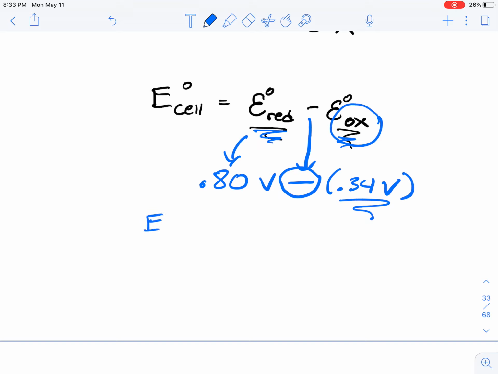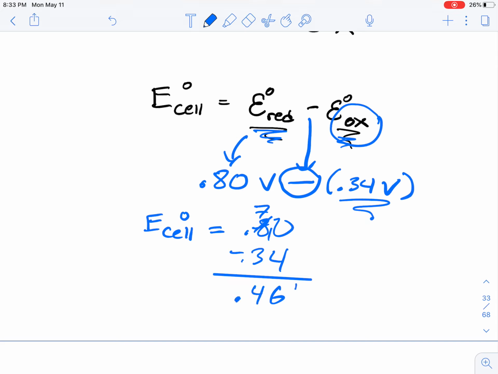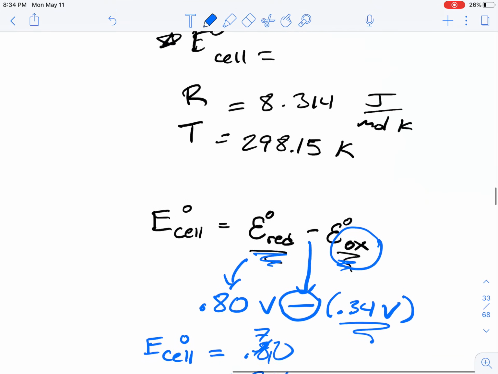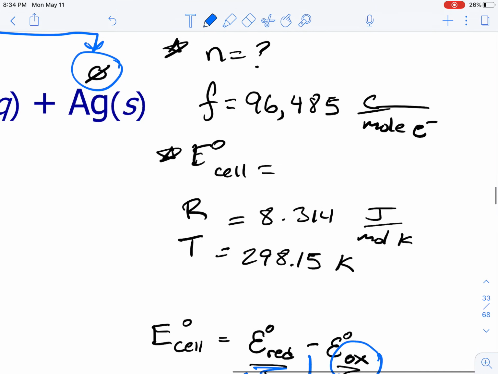So if I were to put this in my calculator, here I have 0.80 minus 0.34. If I were to borrow from the 8, this is going to give me 6, and then this is going to give me 4. So my answer is going to be 0.46 volts. So it looks like I have 0.46 volts for my standard cell potential.